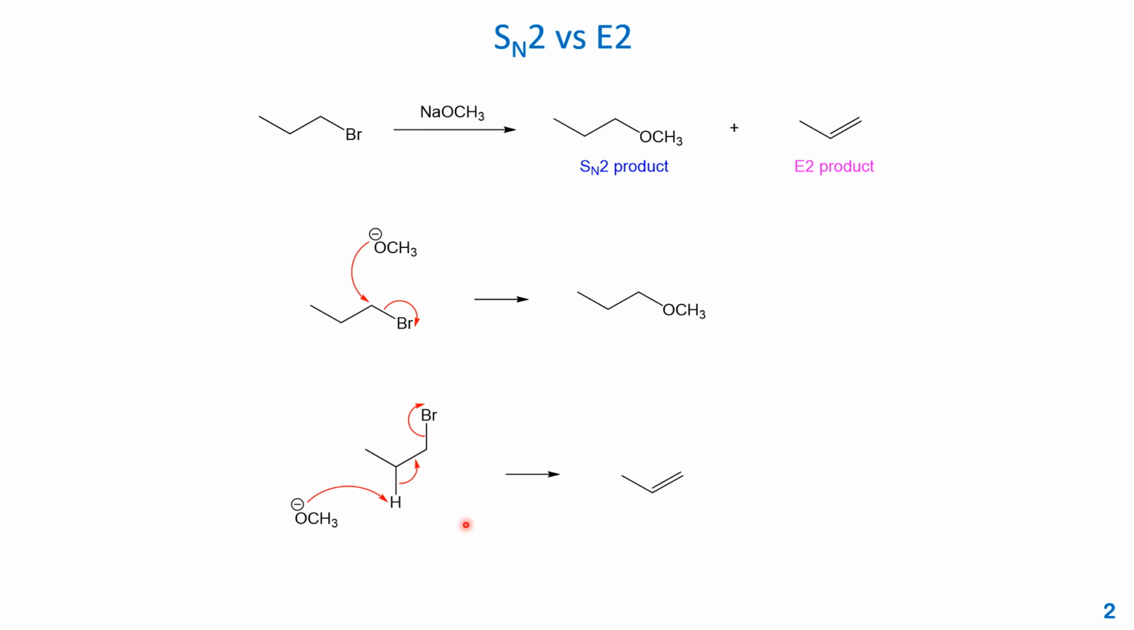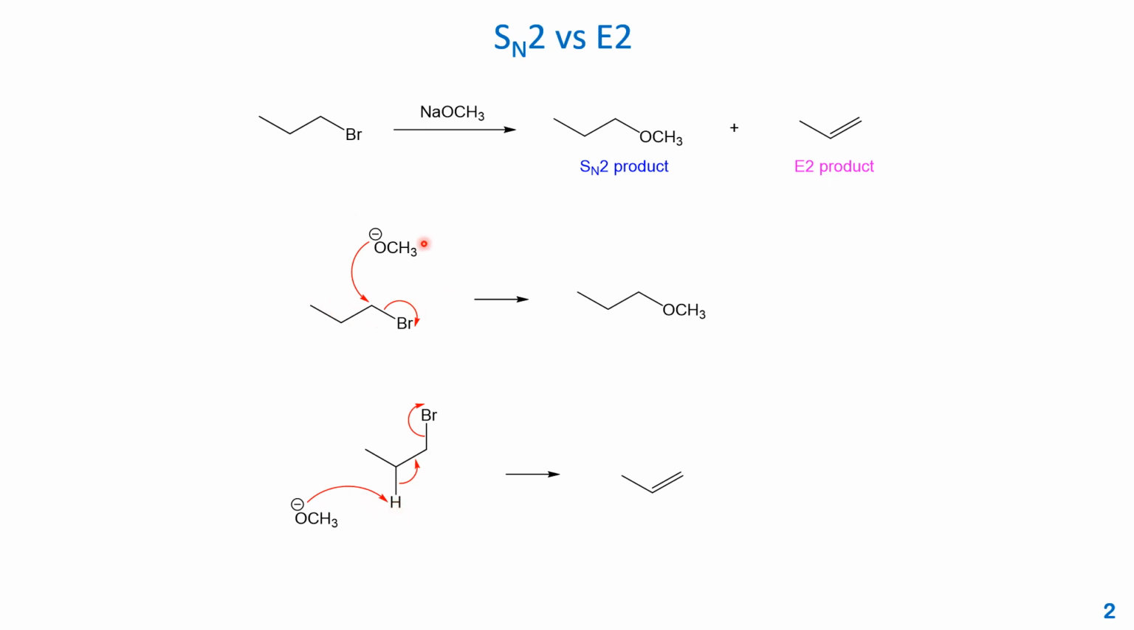So again, this carbon is the alpha carbon. This is the beta carbon. So the alpha carbon will have the leaving group. The beta carbon will have the proton that is deprotonated. So these two atoms, the leaving group and this proton, should be anti-periplanar. That's required.